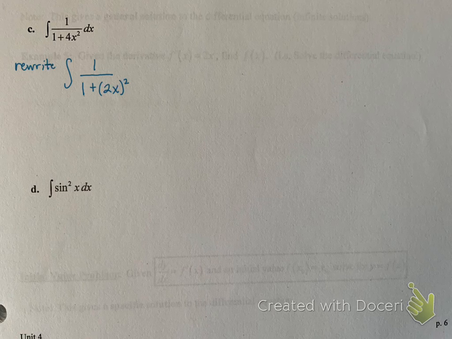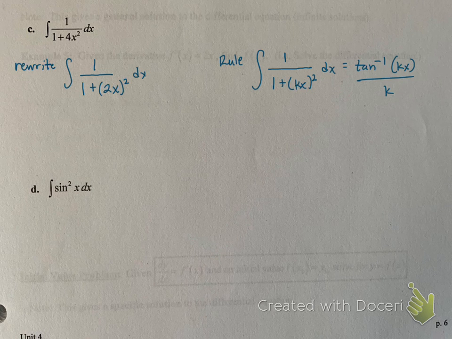So if I rewrite it like that, now I can look up to see that I have a rule that looks like that. My rule states that if I have the integration of 1 over 1 plus kx squared dx, it's going to equal inverse tangent of kx over k plus c. Okay, so we're going to use this rule here. So once again, if I integrate 1 over 1 plus 2x squared, I know that's inverse tangent of 2x, because that's what kx is. I'm going to divide it by that constant 2, and then I'm going to add c to it. So if I rewrite it a little nicer, I have 1/2 inverse tangent of 2x plus c.